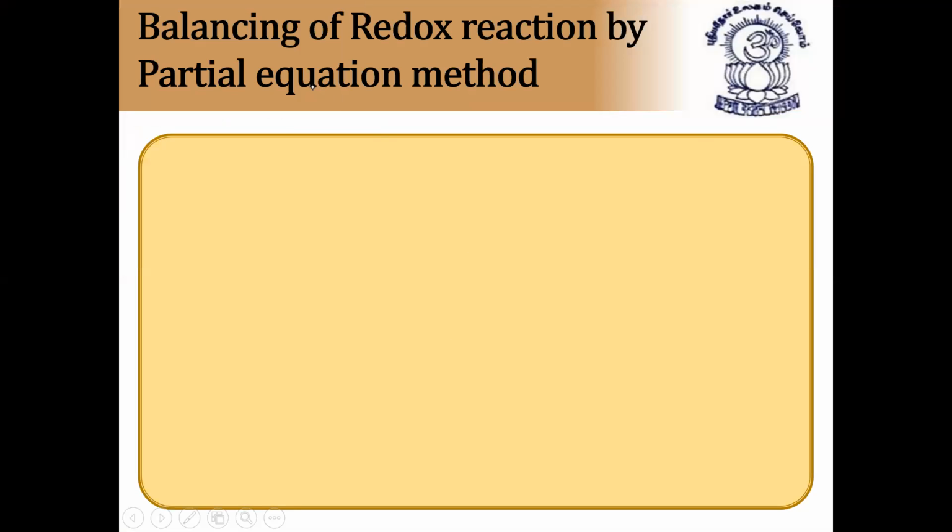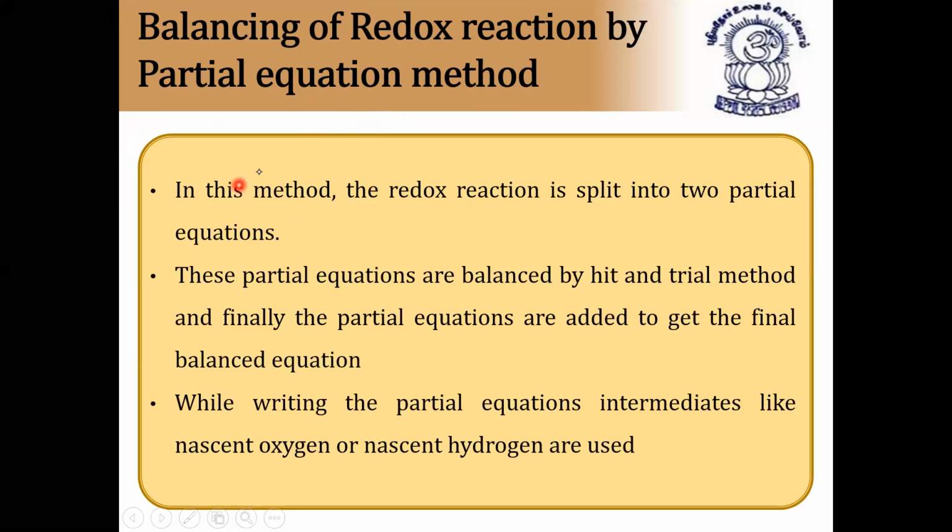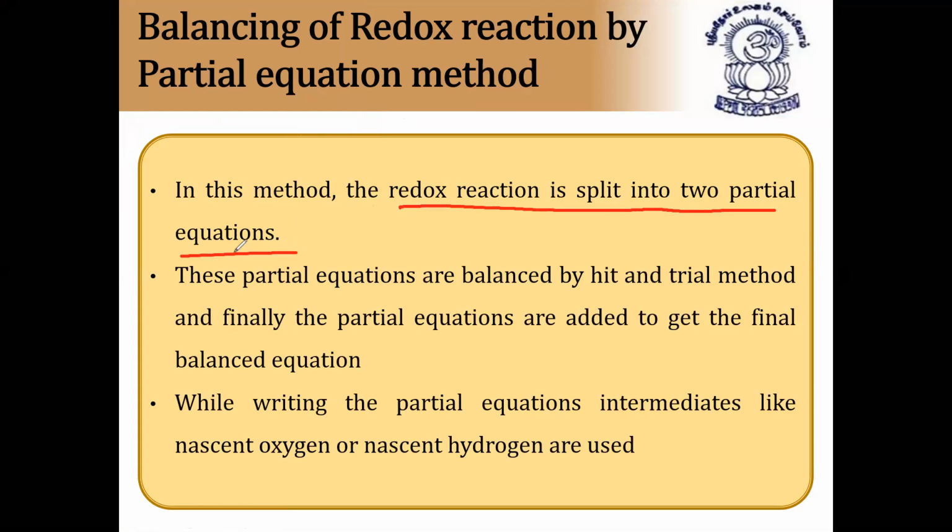So balancing of redox reaction by partial equation method. This is the last topic in this chapter. So what is this partial equation method we are discussing now? In this method, the redox reaction is split into two partial equations, but it's not like two half reactions. It is two partial equations. These partial equations are balanced by hit and trial method. And finally, the partial equations are added to get the final balanced equation.